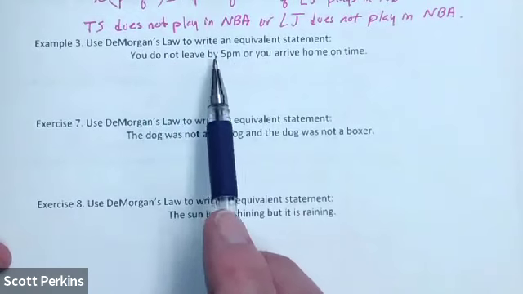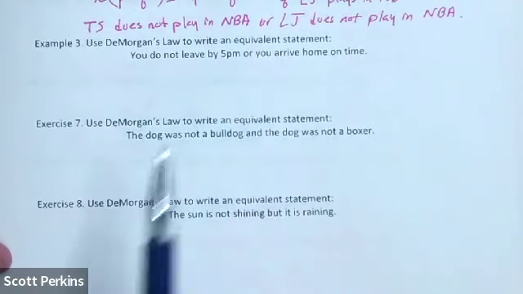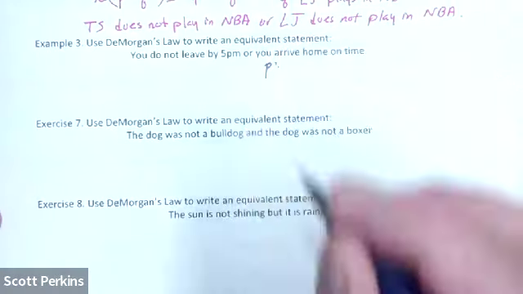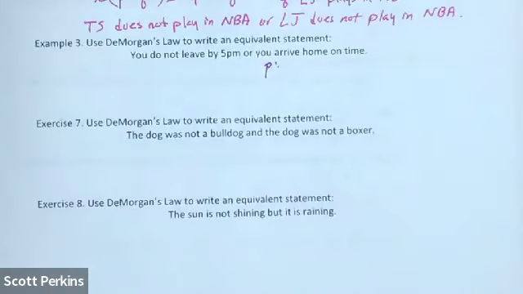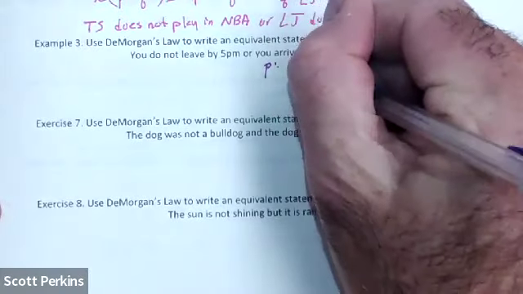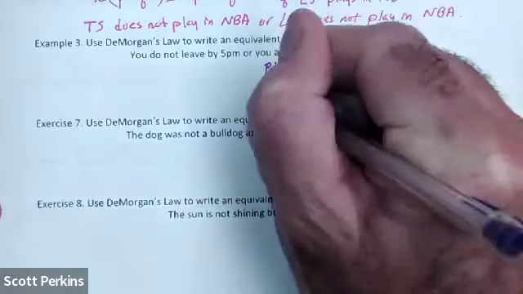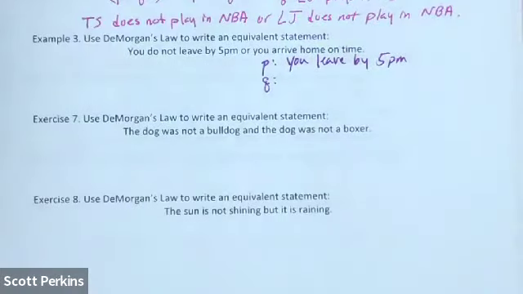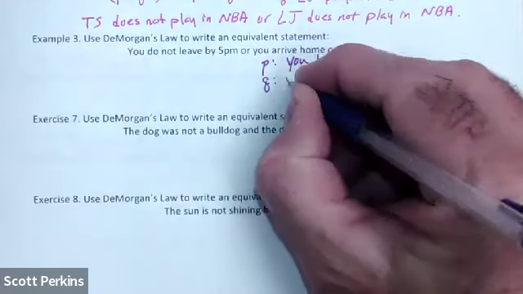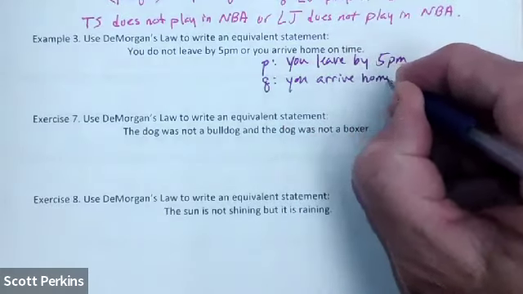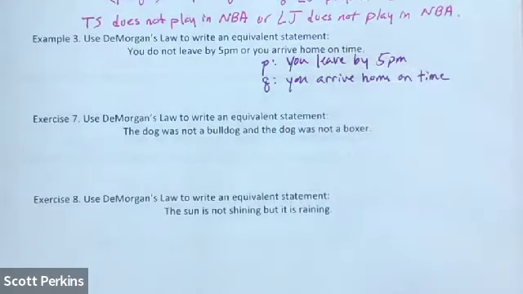You do not leave by 5 p.m. or you arrive home on time. Well, help me out on this first one. Statement P. What should we make simple statement P say? You leave by 5 p.m. Yes. Great. And then statement Q is what? You arrive home on time. Excellent work.